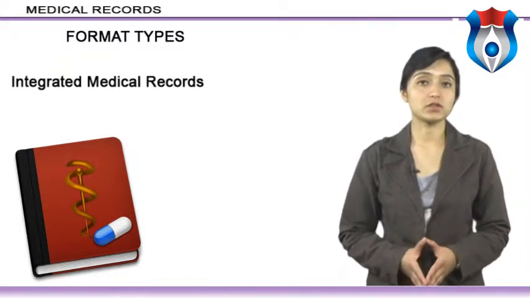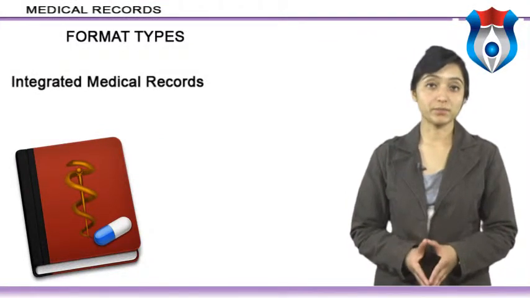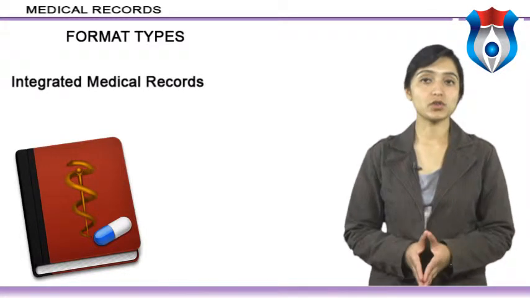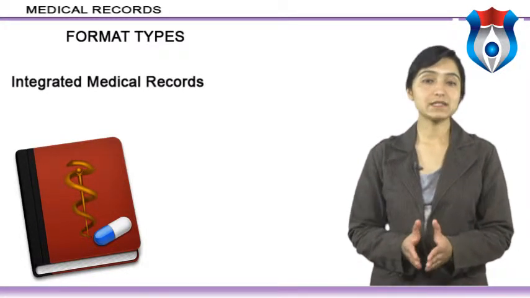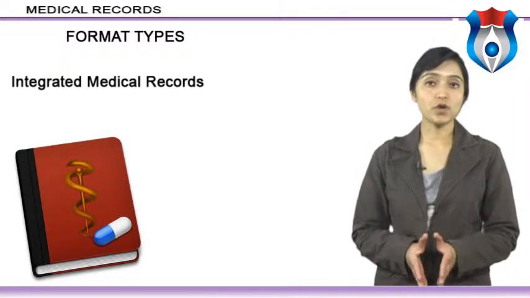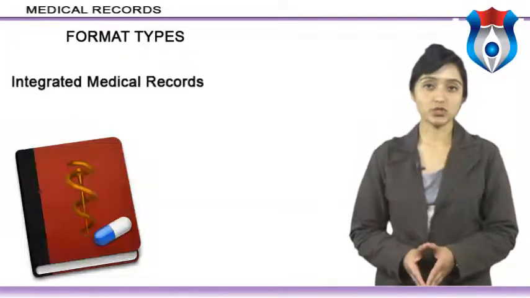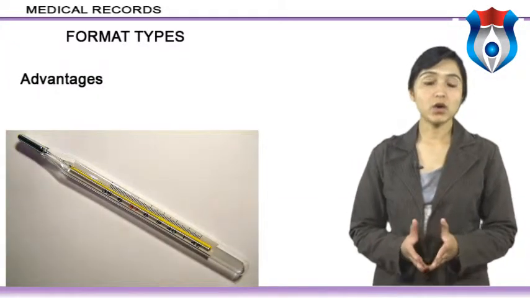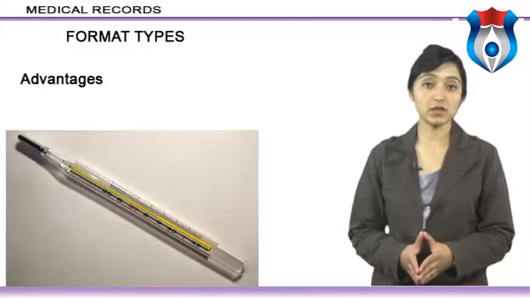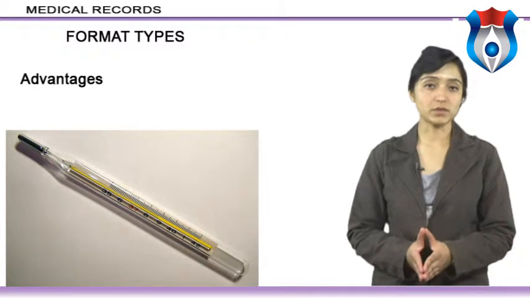Integrated medical records. The forms are arranged in strict chronological order. At the nursing station, the forms are arranged in reverse chronological order with the most recent entry at the front end. But after discharge, the forms are rearranged from the date of admission to the date of discharge. Advantages. All the information regarding a single episode of care is put together, giving a clear picture of the patient's condition and the treatment given.